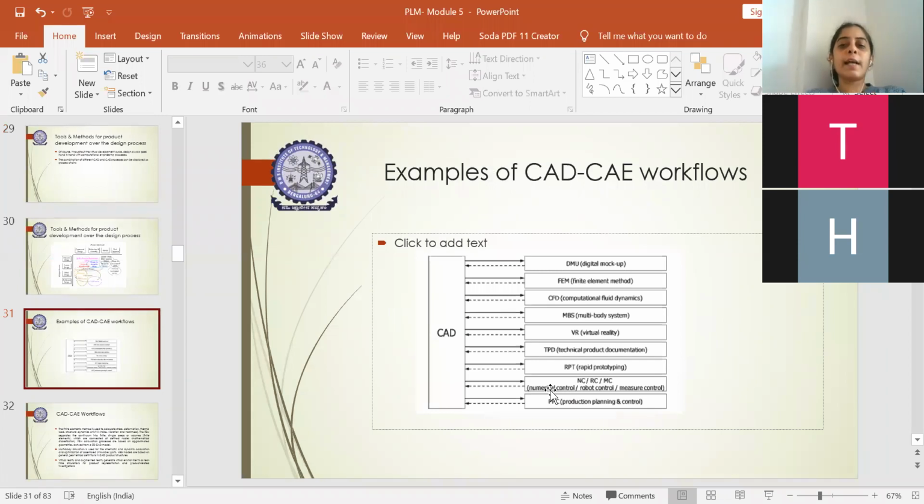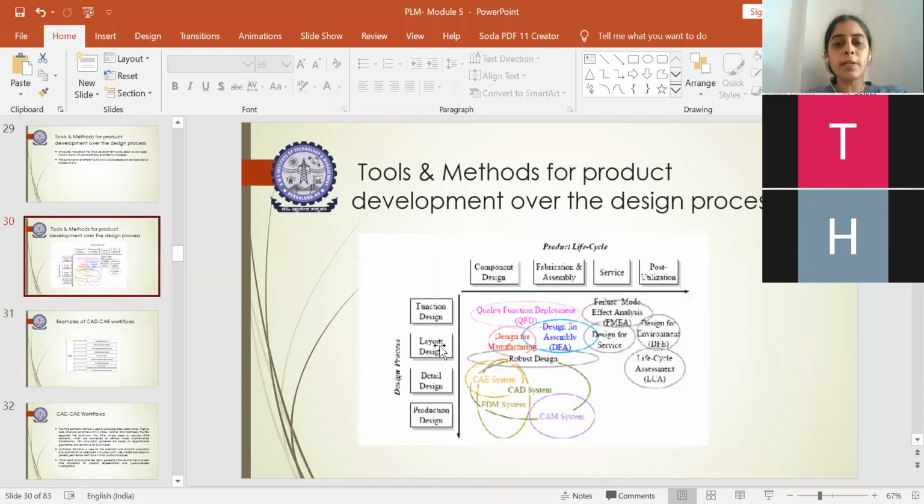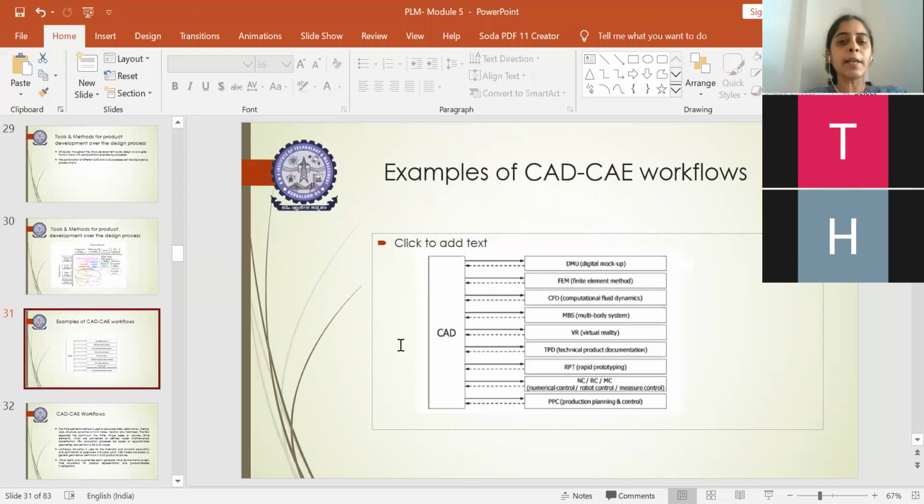So this is an example of how the interlink between CAD and CAE works exactly. So first, basically, we have to start with a design only. Without design, you cannot proceed further. So this design will be done based on the needs of the customer, so that you will be taking from the component design stage of our product life cycle.